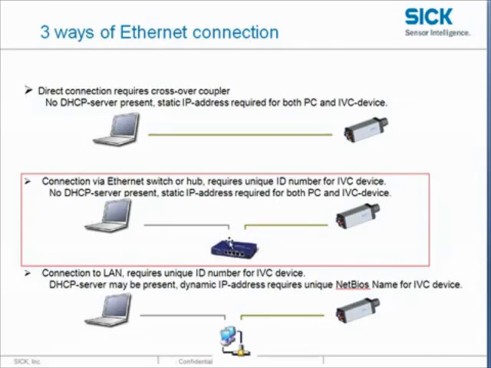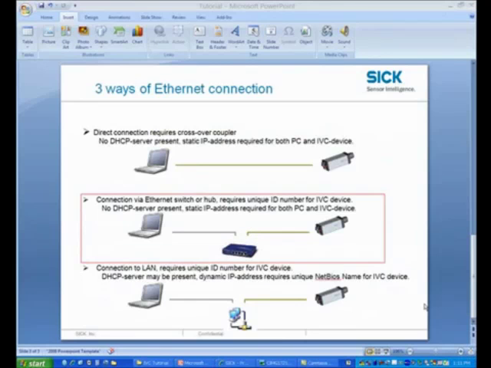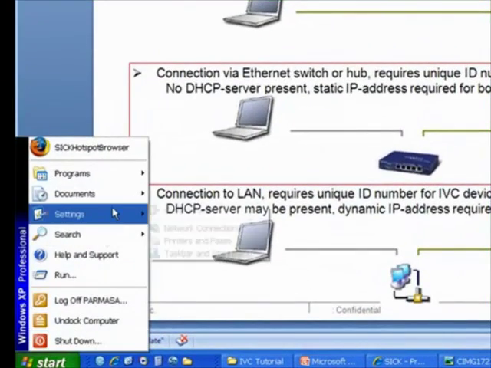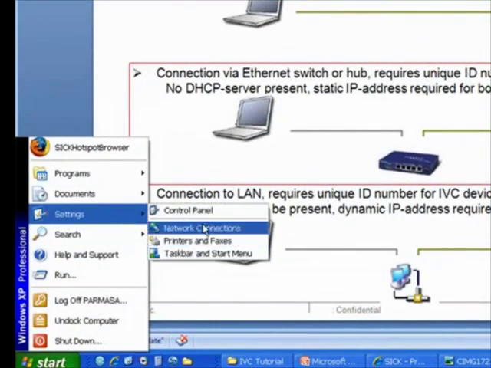The reason I'm using the switch right now is because I'm going to have two cameras connected simultaneously, the 2D camera as well as the 3D camera. Having said that, we can now go ahead and configure the computer. So go to Start, Settings, Control Panel.